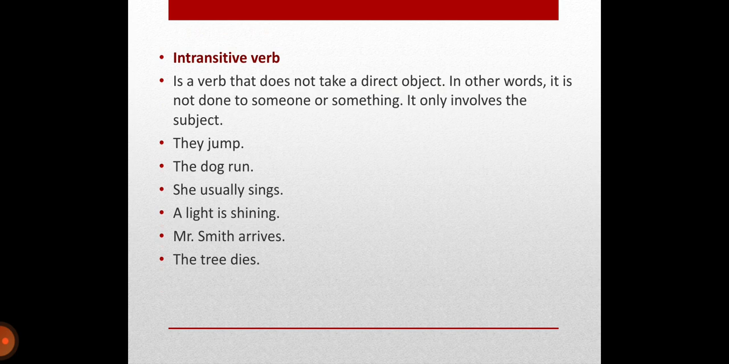We understand that they jumped. The dog ran. She usually sings. A light is shining. Mr. Smith arrives. The tree dies. We understand the meaning only by the subject and the verb, without any need for an object.